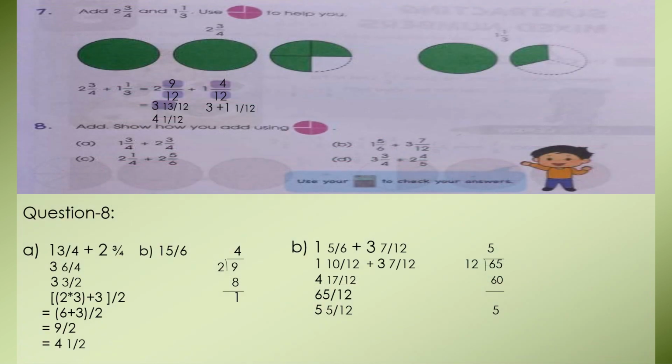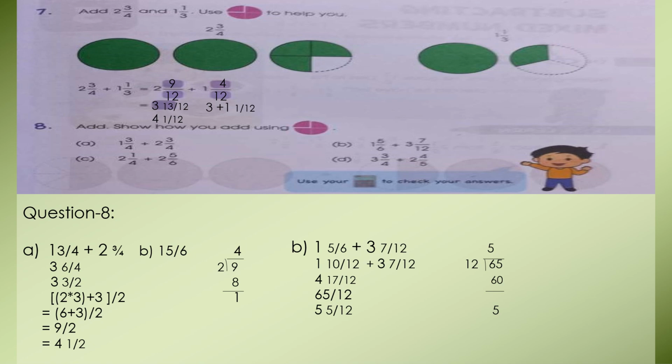In question number 7, we have to add 2 whole number 3 over 4 and 1 whole number 1 over 3. So for 2 whole number 3 over 4, we have 2 complete circles and 3 parts out of 4 parts of a circle. And for 1 whole number 1 over 3, we have 1 complete circle and 1 part out of 3 parts of a circle.